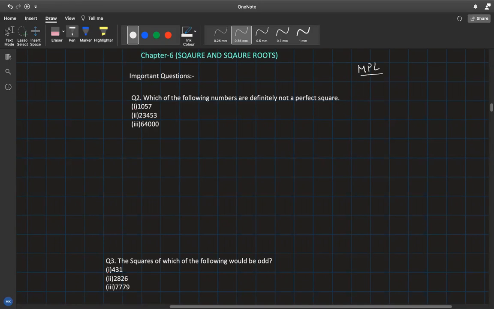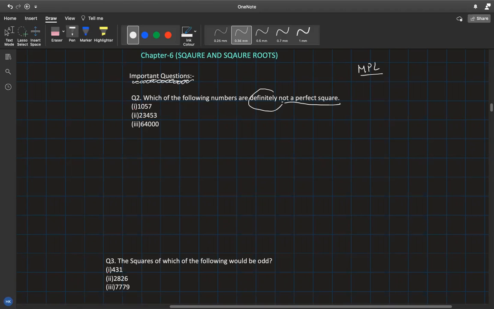This is a very important chapter and we're doing some important questions from it. A few very important and most asked questions. First we're doing from NCERT, then we will move forward towards R.S. Agarwal and R.D. Sharma. So the question says, which of the following numbers are definitely not a perfect square?